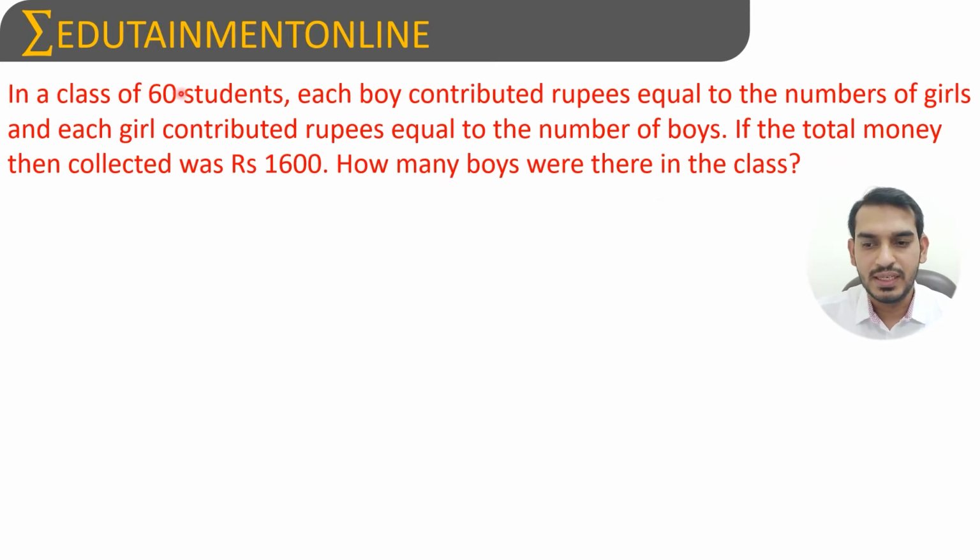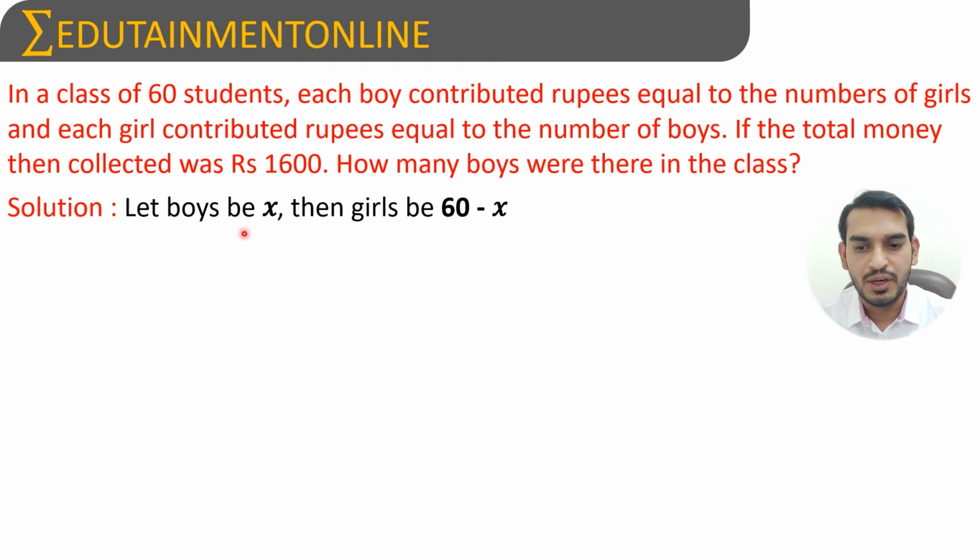So here it is given that in the class there are 60 students. Each boy contributed rupees equal to the number of girls and each girl contributed rupees equal to the number of boys. If the total money collected was 1600, then we need to find how many boys were there in the class. So let the boys be x. Since the total number of students in the class is 60, the girls will be 60 minus x.